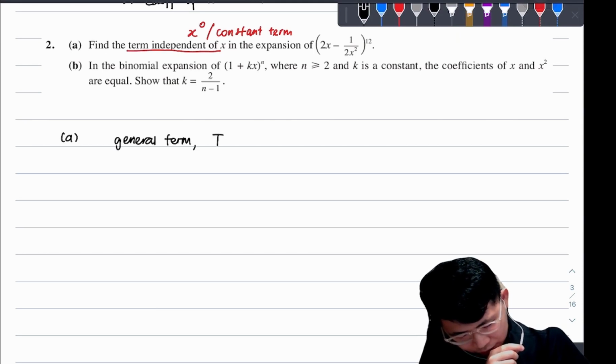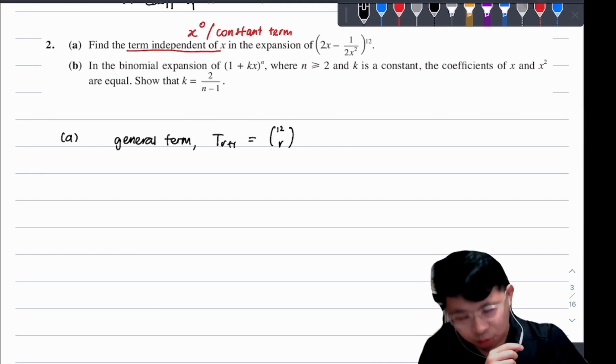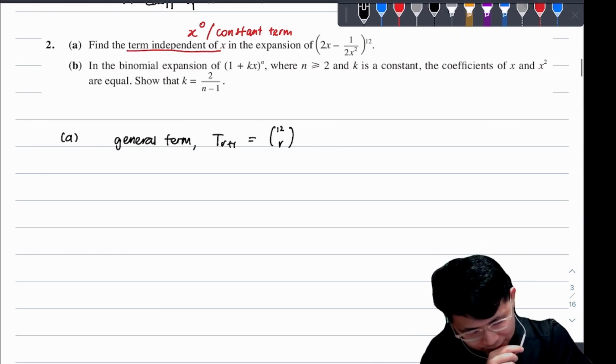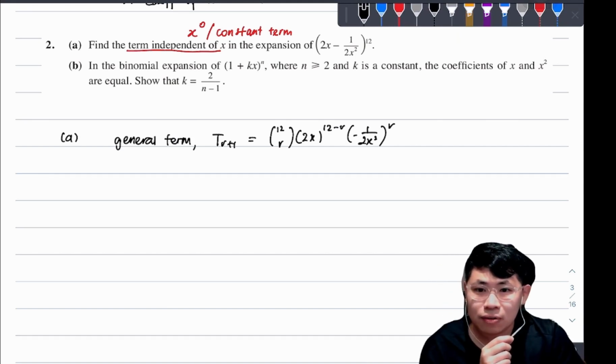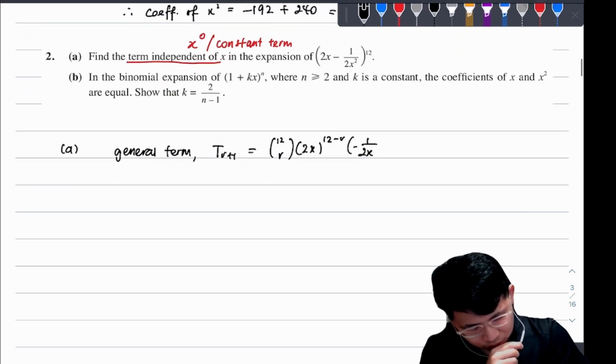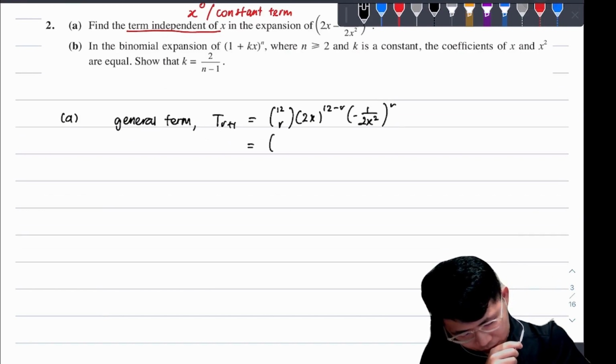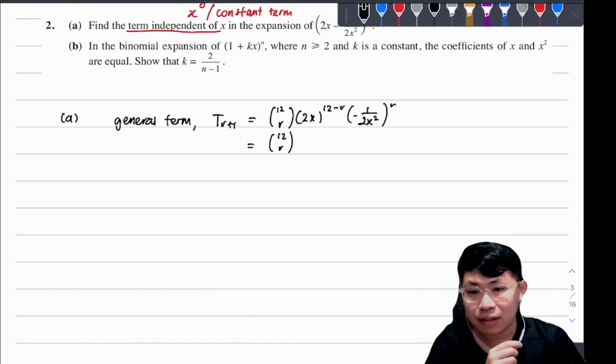Because we're looking for a specific term, we make use of the general term. So the general term T(r+1) is going to be equal to n choose r. Over here, n is 12, r we don't know. Then a to the power of n minus r, and b to the power of r. So it's really just using this formula over here. But now there are some tips and tricks for us to get used to. Let's see what it is. First one, 12 choose r, no choice, we leave it there first.